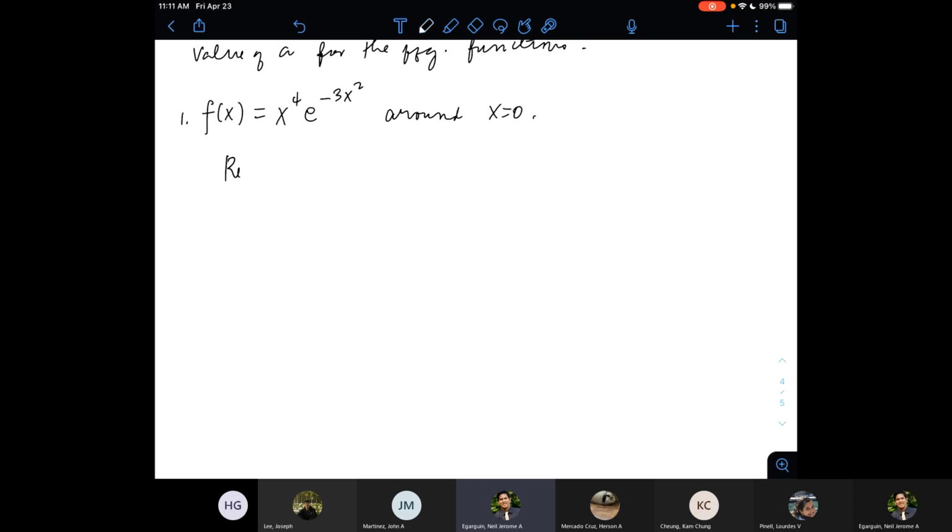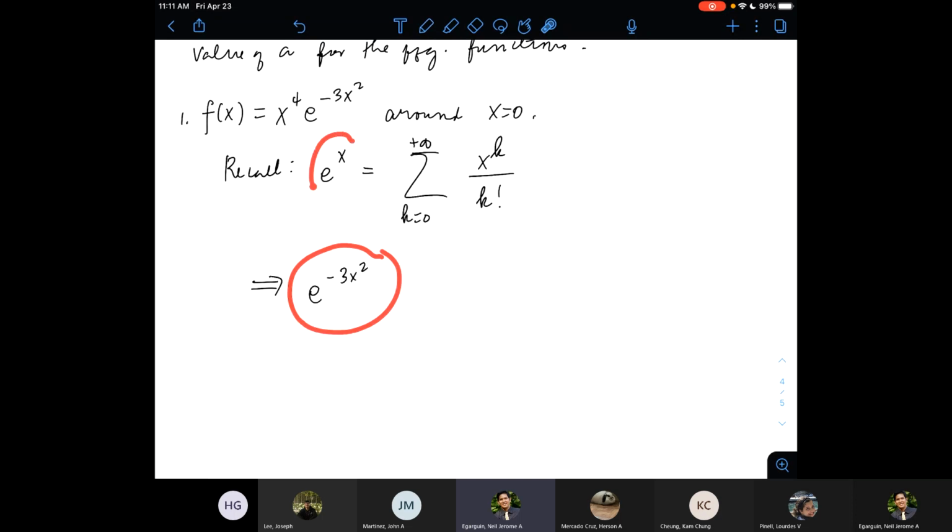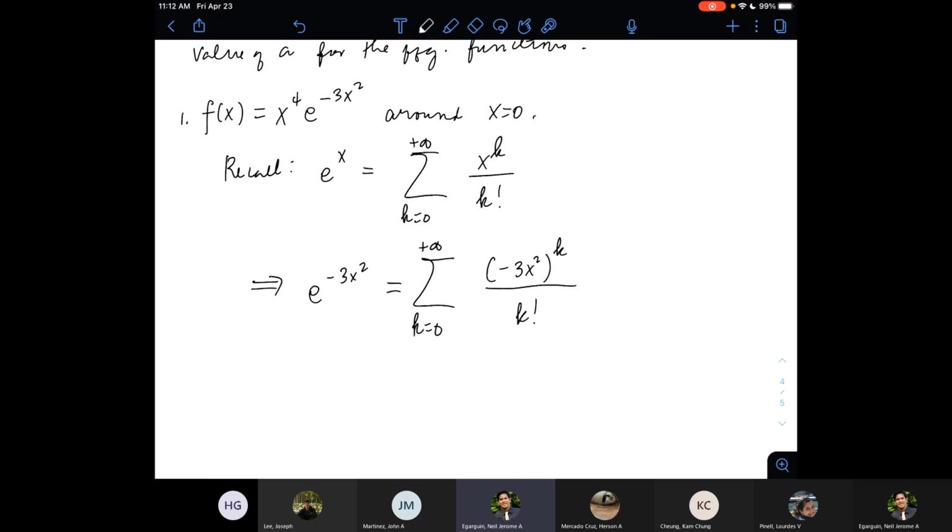So let's see. Here we can recall that e to the power x has expansion x to the power k over k factorial, k going from 0 to positive infinity. Now, this means that I can use the same formula, except that I will change all x's into negative 3x squared, because I'm after an expansion for e to the minus 3x squared. And this is very similar to the left-hand side. It's just that the x was replaced by minus 3x squared. So that's what I'm going to do in this formula. I will simply replace all x's by minus 3x squared. So there's an x here, change it to minus 3x squared to the power k all over k factorial. And there you go. You have a nice series expansion for e to the minus 3x squared without going through the tedious definition of the Taylor series expansion.